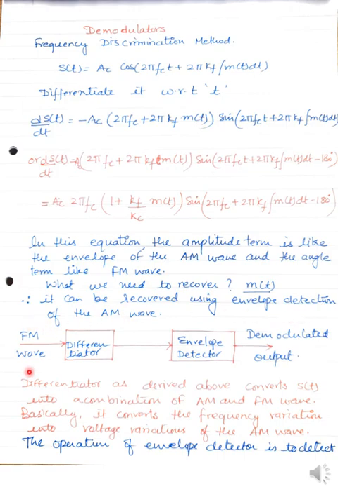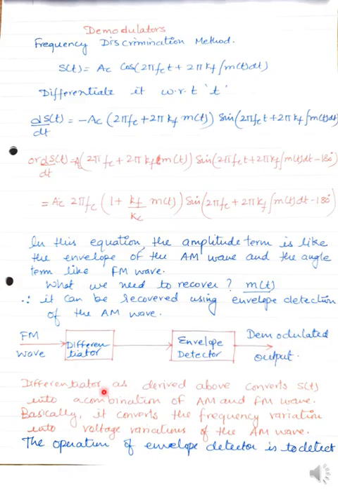So what will happen is that you apply the FM wave and differentiate it. That's what we are doing. We are differentiating it, and after differentiating we get this, and then we will use the envelope detector which we used in AM waves, and we will get the demodulated output.